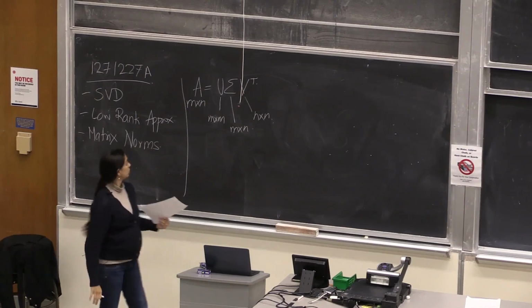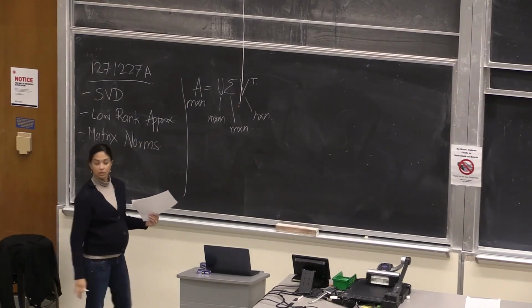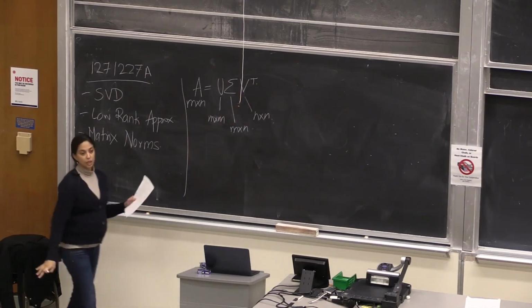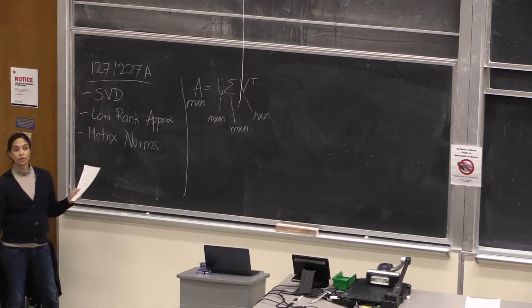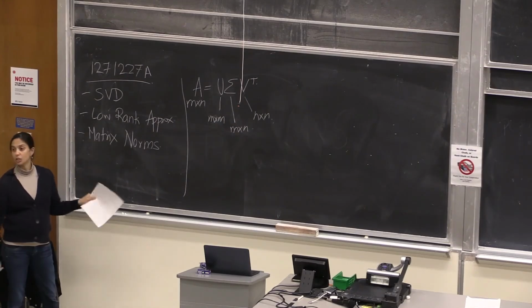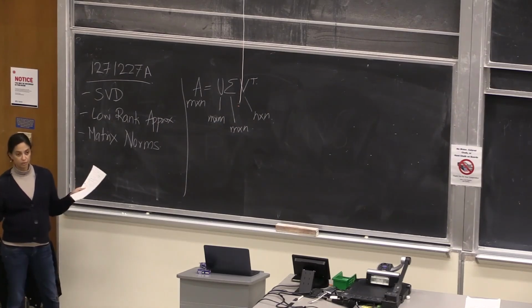What's the relationship between that form and the spectral theorem? The spectral theorem only applies to symmetric matrices. This applies to every single matrix you will ever meet. Symmetric matrices are a very, very special kind of thing. You will see them, but they're rare.